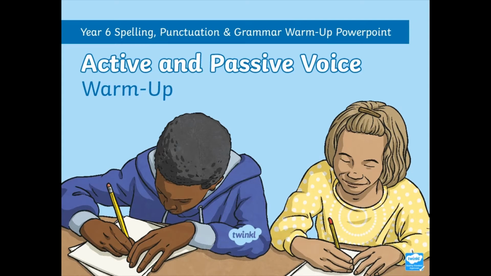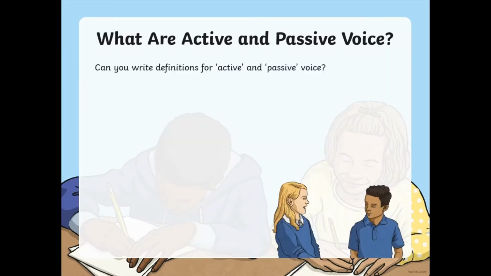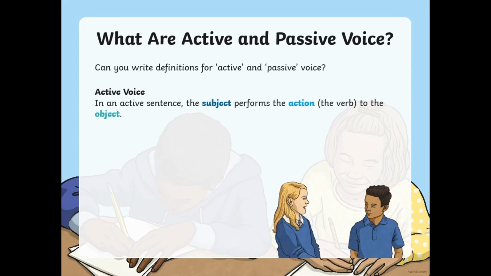So here's a little warm-up to watch before you complete your work. We'll just recap active and passive voice. Can you write definitions for them? So think, active voice, what is it? Well, in an active sentence, the subject performs the action, the verb, to the object, SVO.